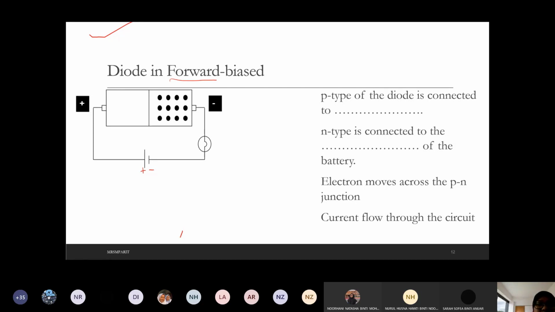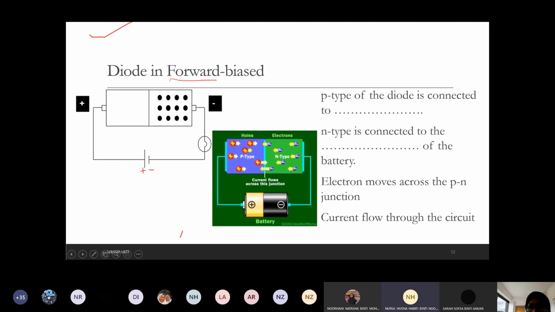Okay, and then this one diode forward bias. So forward bias allows current flow or not? So the answer is yes. Okay, P type of the diode is connected to, ni awak kena tahu. Ni soalan lah, ni boleh jadi soalan. Okay, this can be a question.